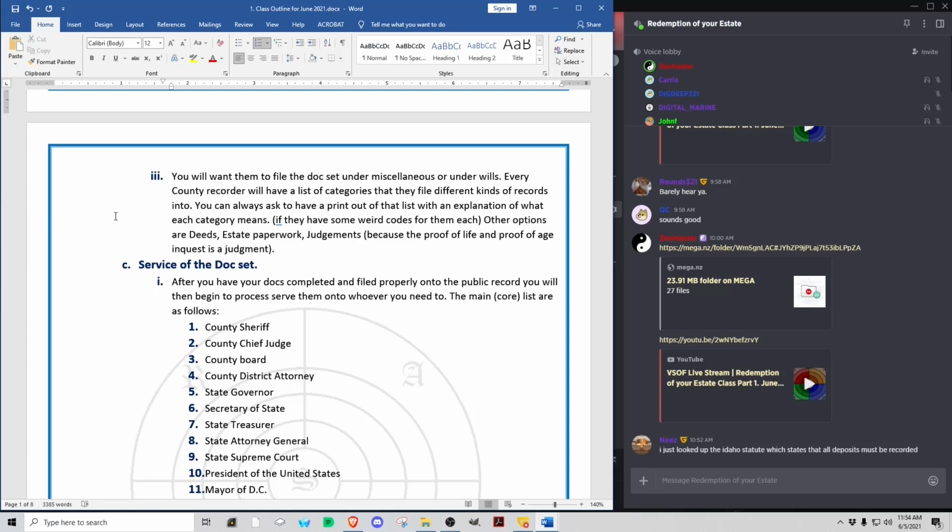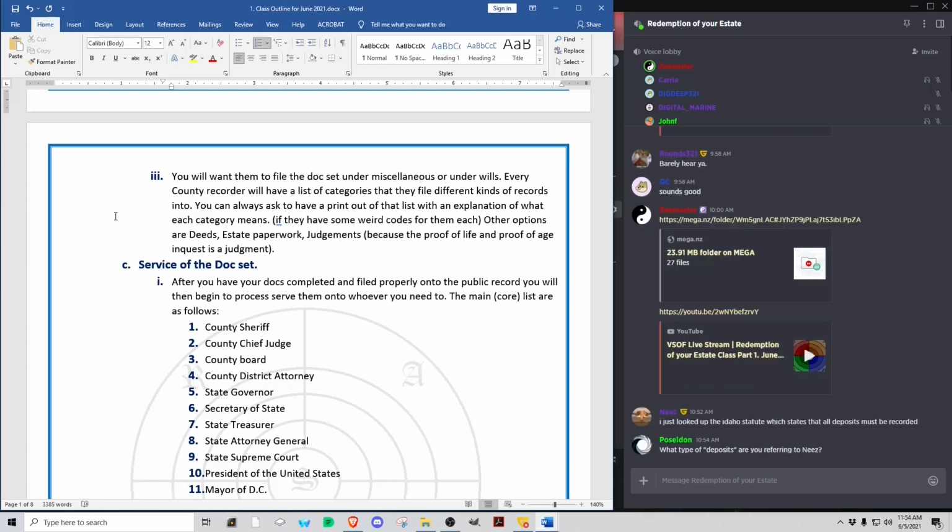Every county recorder will have a list of categories that they file different kinds of records into, which is a really interesting thing to look at, because Blue Star, and I told him about this and he's like, really? I said, yes, go down to the county recorder's office and ask them for their list of categories. They gave it to him, and I think they had a 2-letter or 3-letter system that was a short abbreviation for each one of the categories. And there were all kinds of categories.